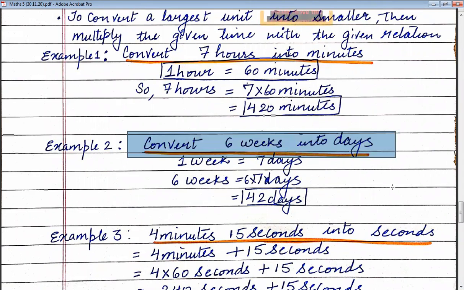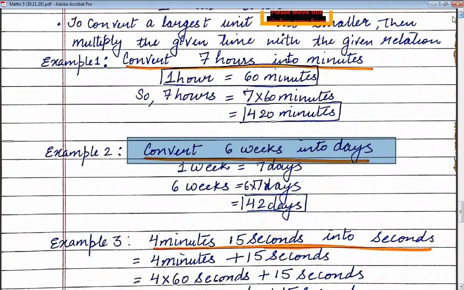6 weeks into days. Again, week into days. You are converting a bigger unit into smaller. So children, again here you will multiply. First have a look at the relation between week and days.